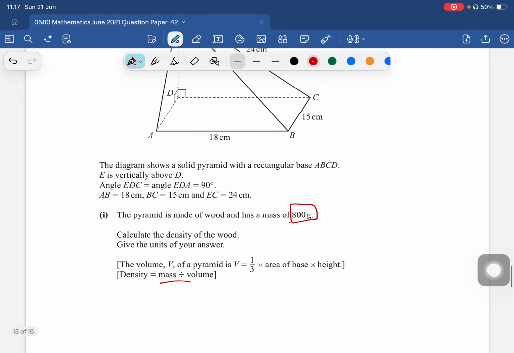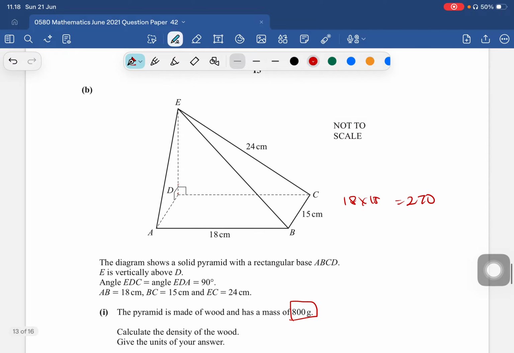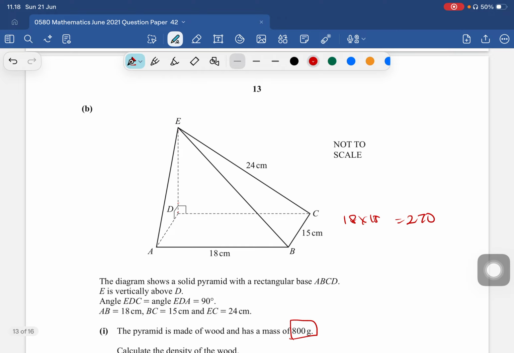Okay, so here is the density. First, let us find the volume. So the volume is a third times the area of base, which is rectangle 18 multiplied by 15. So 18 multiplied by 15, we got 270. Here is 270. We need the height. Here is 24, 18. So here's the height.